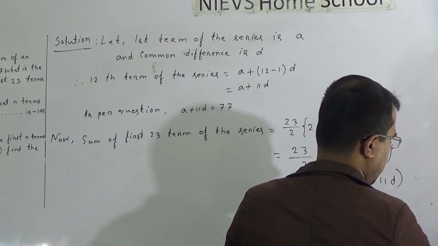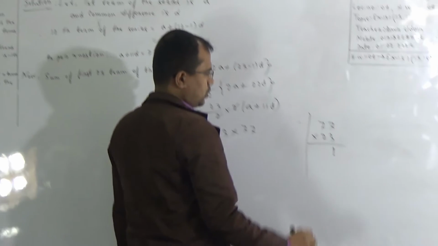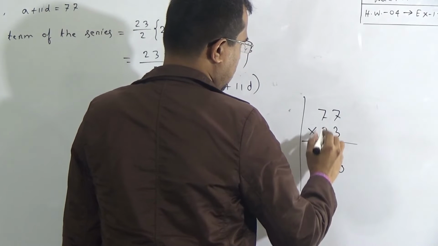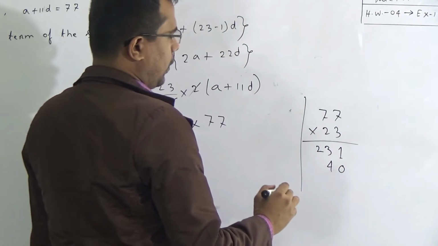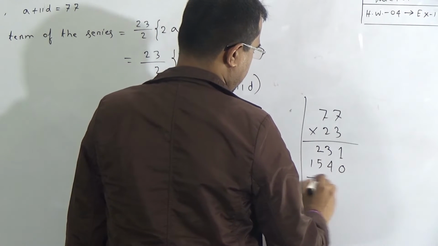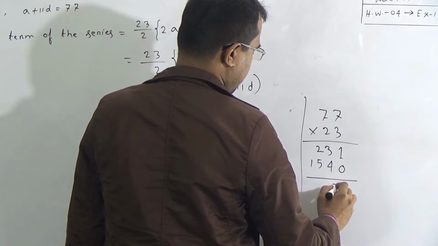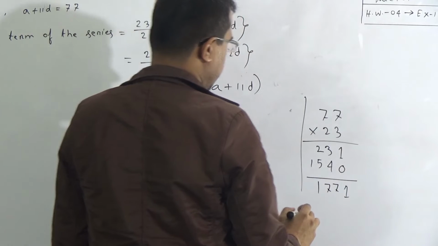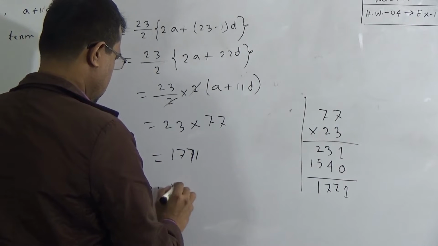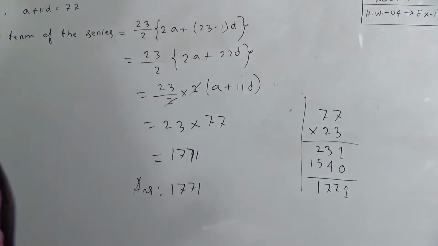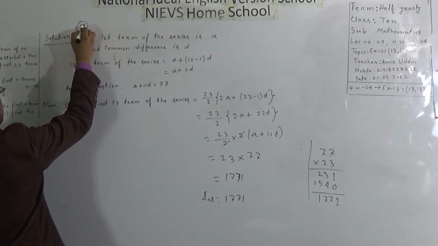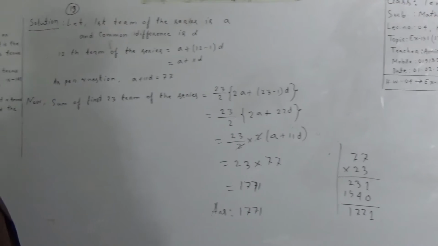3 sevens are 21, from 21 we'll write 1 carrying 2. Again 3 sevens are 21, 21 plus 2 equal to 23, 0. 7 twos are 14, from 14 we'll write 4 carrying 1. Again 7 twos are 14, 14 plus 1 equal to 15. Now 1 plus 0 equal to 1, 3 plus 4 equal to 7, 5 plus 2 equal to 7, 1. 1771. Answer 1771. Okay, dear students, we have solved question 13. Now we'll do 15 number.